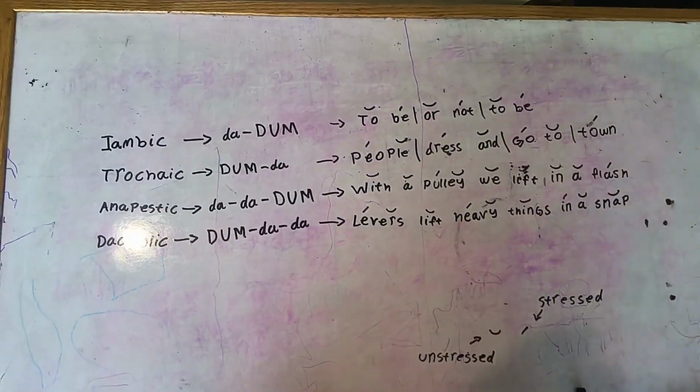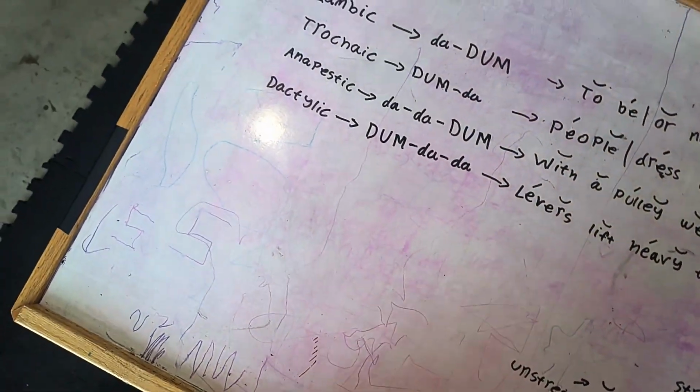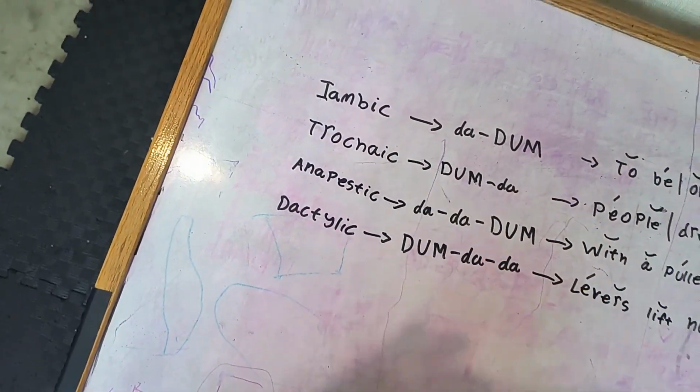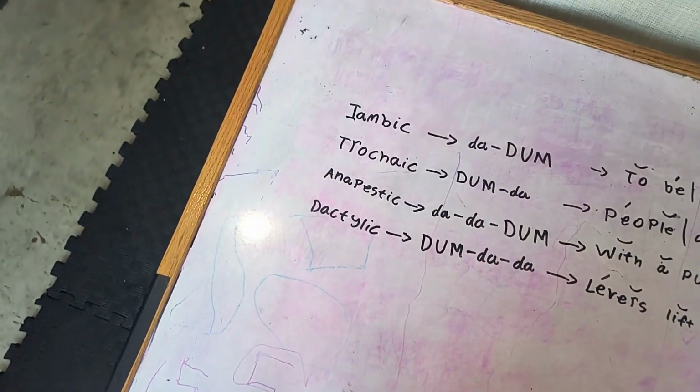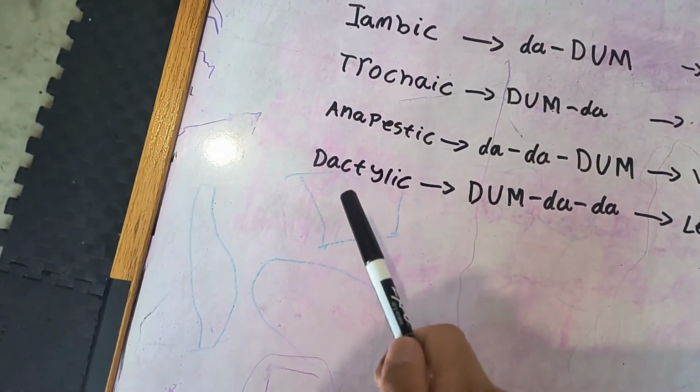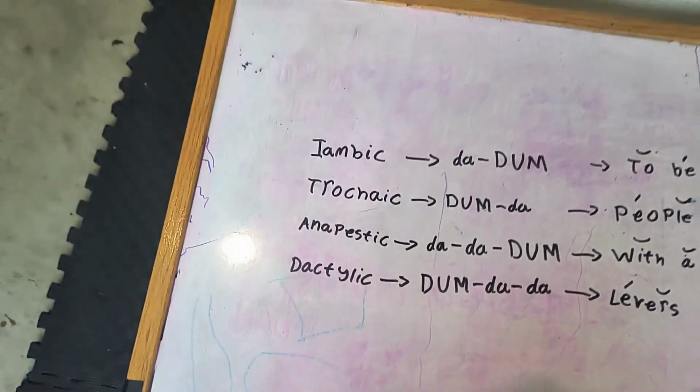Okay, today we're going to be talking about poetry rhythm, and we're going to talk specific. We're going to stay on four specific different types of rhythm: iambic, trochaic, anapestic, and dactylic. I think I'm pronouncing them correct.